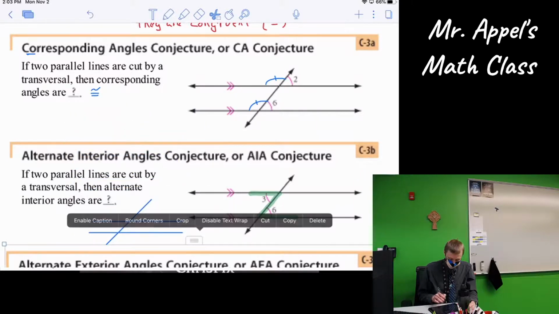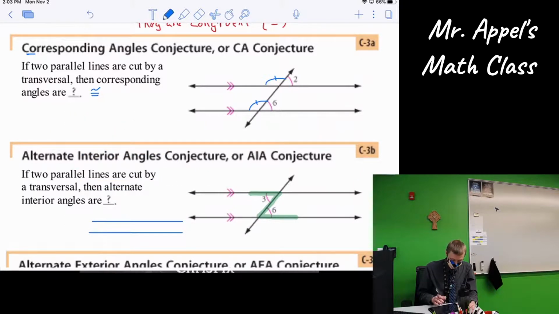Take a look. Use the same diagram. As I change this one, watch for the alternate interior angle. Straight line. Okay, look for that Z.